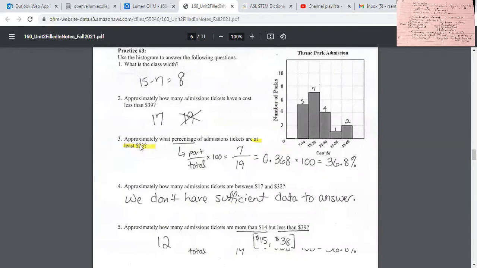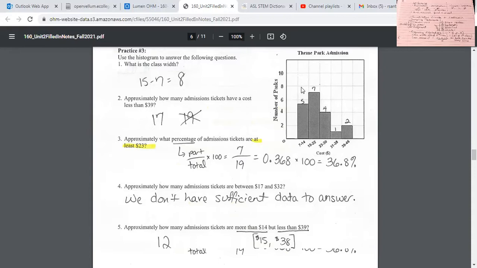I think one of the questions that tends to be marked incorrect is finding the percentage. Remember that percentage is found by taking part over total and multiplying it by 100. So if you wanted to know, look at this, approximately what percentage of admission tickets are at least 23? At least 23 means 23 or more. So you're going to add up these 3 columns because we want to go from 23 or more. So 4 plus 1 plus 2, that's going to be 7. That's your part, right? The successful outcomes out of the total.